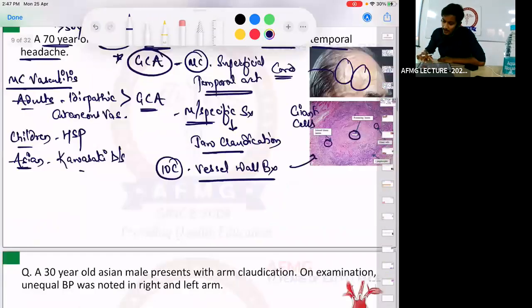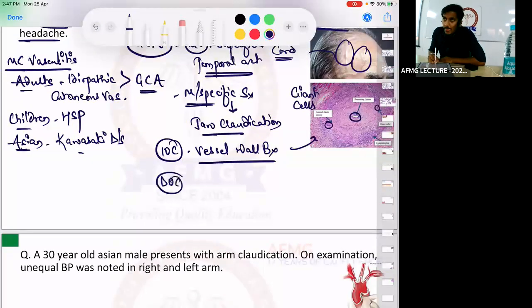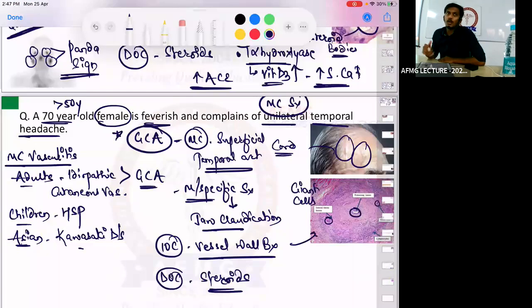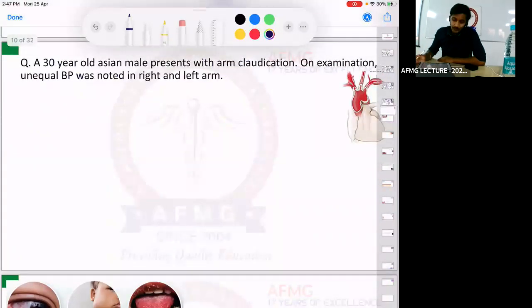So if the vasculitis shows giant cells, GCA will be your diagnosis. What is the drug of choice, guys? Drug of choice is steroids. Most common age group is more than 50. Most common sex is females, slightly more common, otherwise it is almost equal. No issues with GCA now. It is a large vessel vasculitis. Then talking about the next large vessel vasculitis, it is this one.